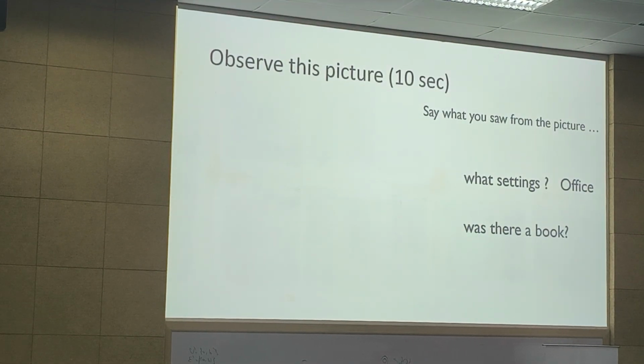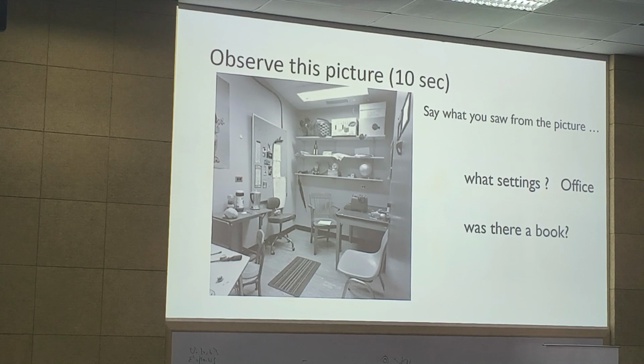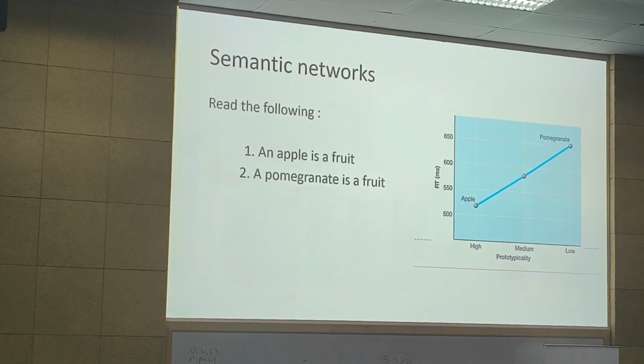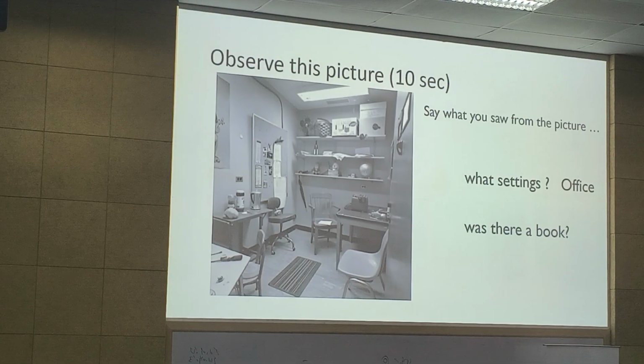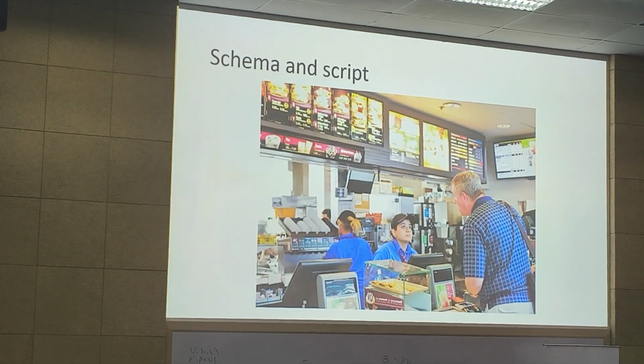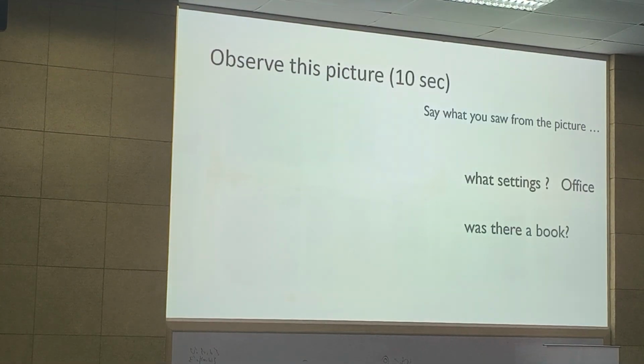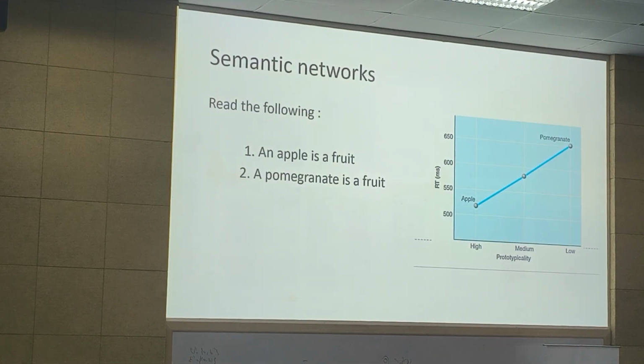Okay, right here, when you see this, this is one of the experiments that was supporting the schema theory, that participants were shown this picture, and after 10 seconds or after some time, when they went to a different setting, they were asked what they saw. And this actually proved what we talked about in these concepts, schema and script. Okay, then we went on talking about semantic network.